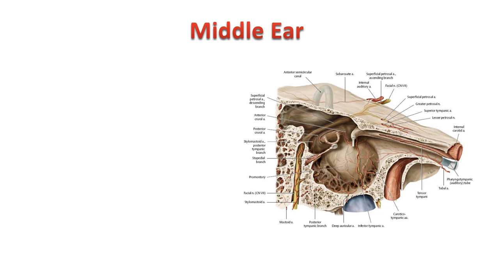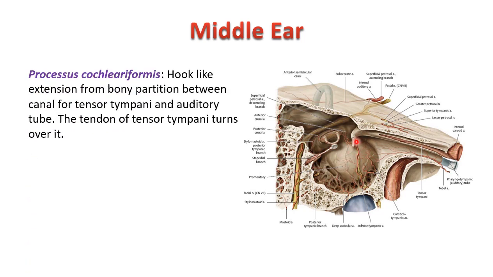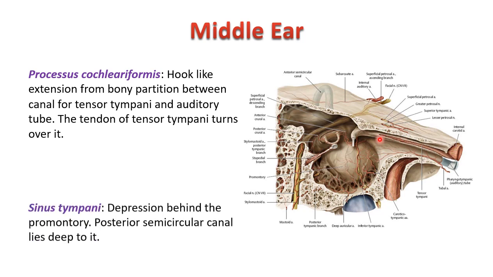The other feature you come across is the processus cochleariformis. You see a thin bony partition between the auditory tube and the tensor tympani muscle, and that bony partition extends into the medial wall as the processus cochleariformis. The tendon of the tensor tympani muscle winds around the processus cochleariformis and gets inserted into the handle of the malleus.